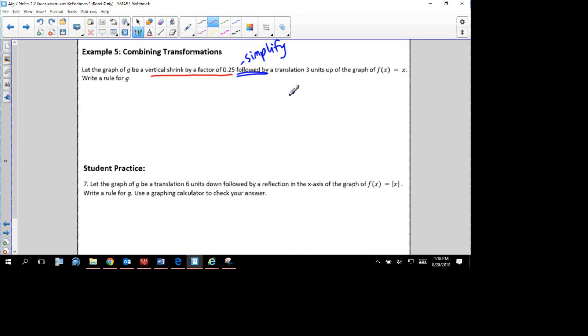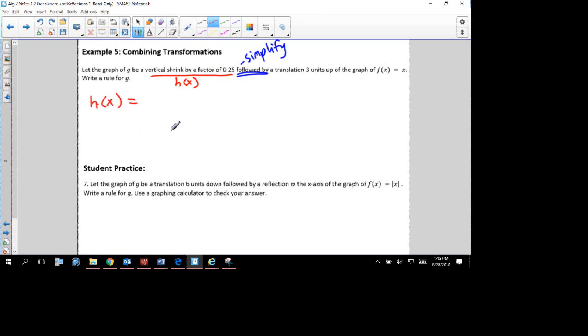Actually, let me go backwards. This is not to get g yet. This is only half of it. I still have to do something else for g. So I'm going to make up an in-between equation. So f of x is that equation. The answer should be g of x. I'm just going to call this in-between an h of x. It's a different equation.